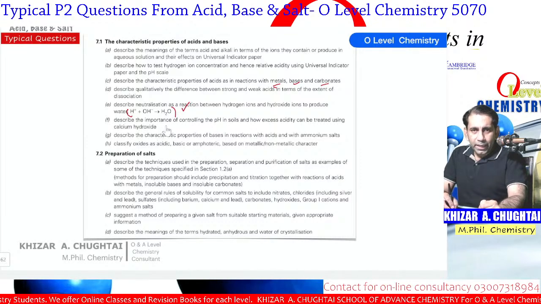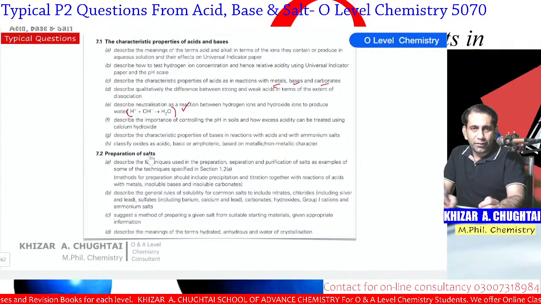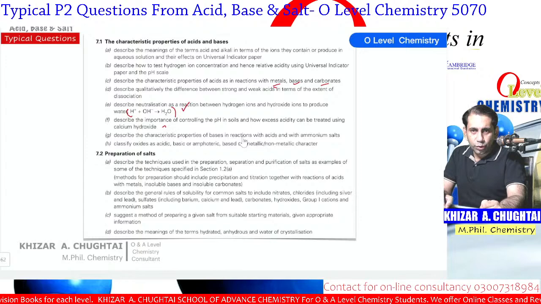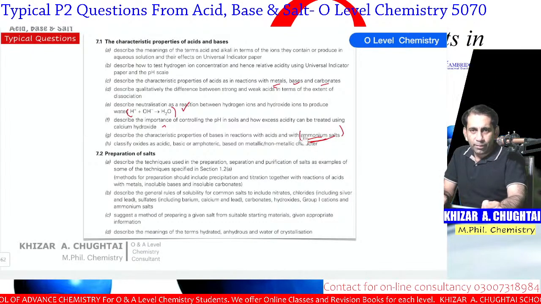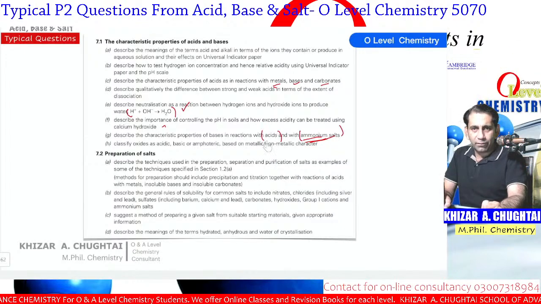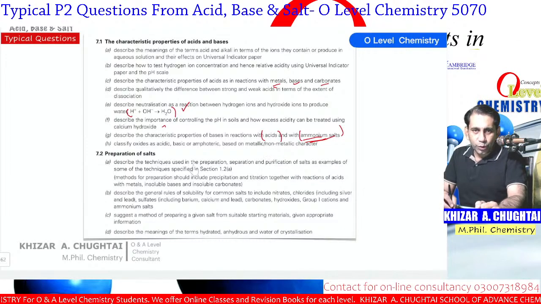Describe the importance of controlling pH, how excess acidity is treated with calcium hydroxide and so on. The next one is describe the properties of the base with acid and ammonium salt. It's a typical one, by the way. The reaction of base with ammonium salt, and the reaction of base with the acids and so on.